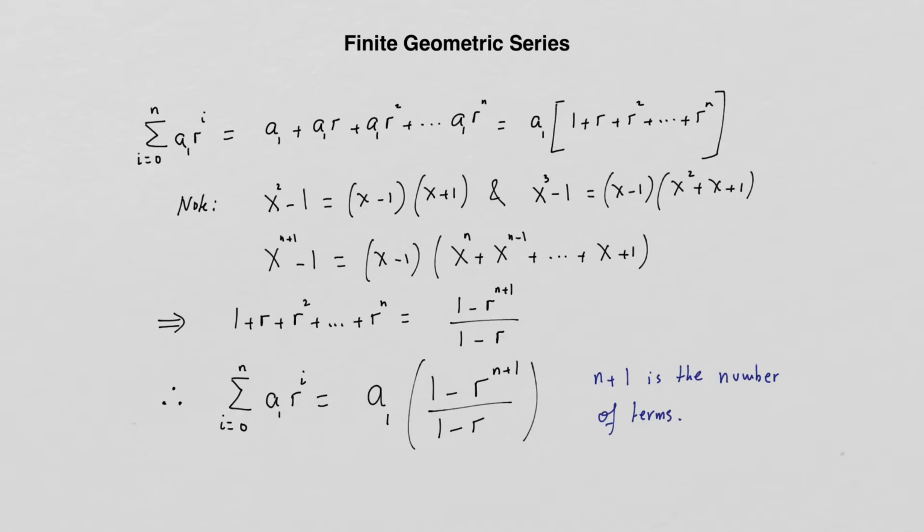Recall, a geometric series is a series, which is a sum, where the second term divided by the first term is the same thing as the third term divided by the second term. In other words, you have what we call a common ratio called r. So if you have a common ratio called r, then the series is geometric.